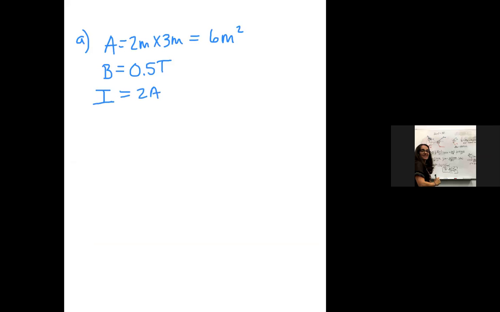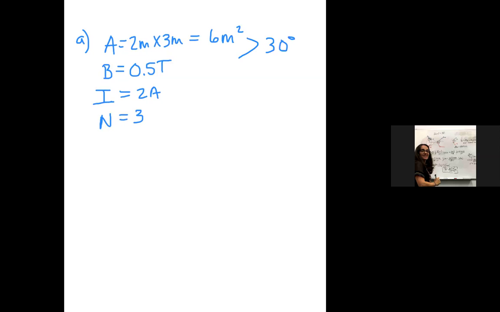All right, so let's look first at part A. Part A, we have an area that's going to be 2 meters by 3 meters, so a 6 meter squared area. We have a B field that is magnitude 0.5 Teslas. We're going to run a current of 2 amps through that loop, and this loop has 3 turns or 3 coils. And the angle between these two is 30 degrees.